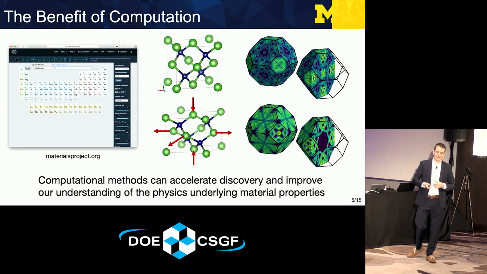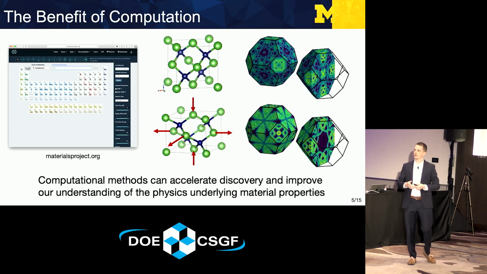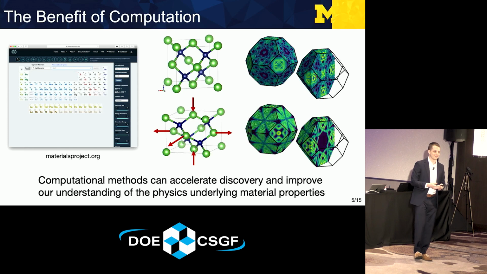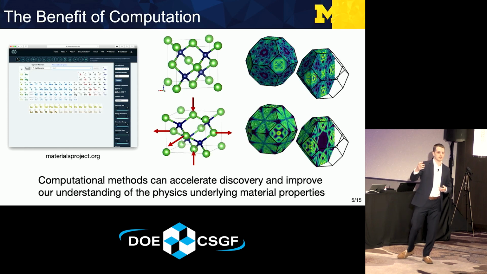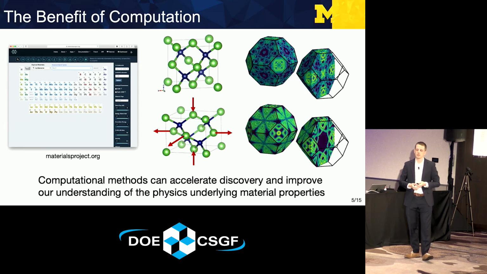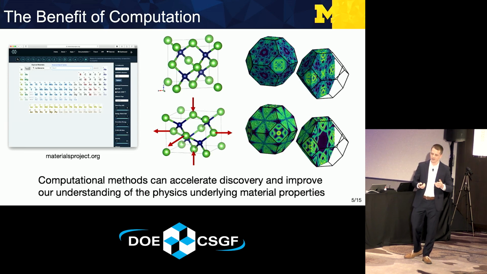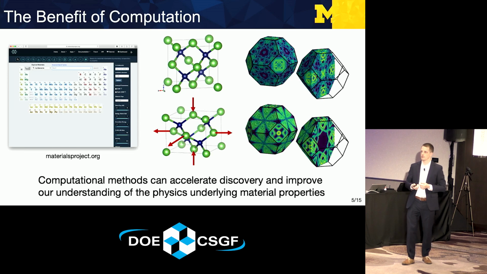Now, this has been an implicit part of the talk so far, but all of this work that I'm talking about is done computationally. The CSGF, I guess that shouldn't be a surprise, but I want to talk specifically in material science about the benefits of computational methods. And so there's a number of different ways that computational science can benefit material science.